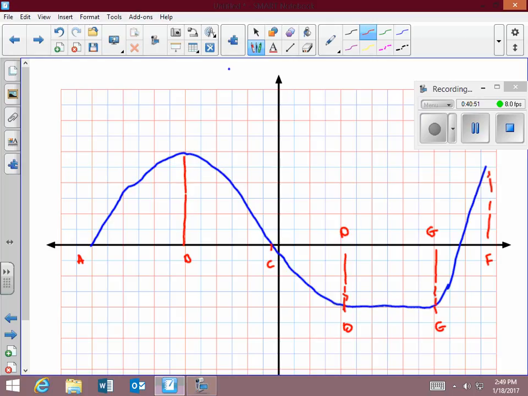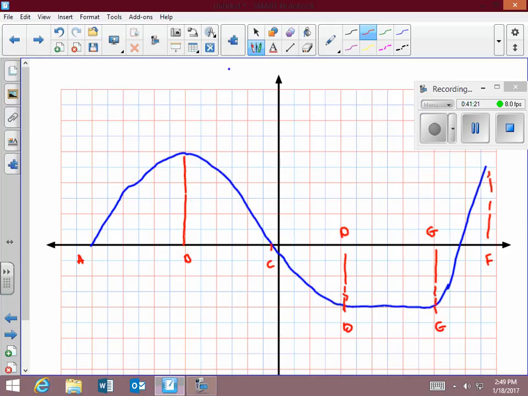Now, from A to B, that blue line is increasing, decreasing, or constant. As you move left to right, the Y values are increasing, decreasing, or constant. Increasing. Do you see that? Your Y values are increasing as you go left to right. So that's an increasing function on A to B.